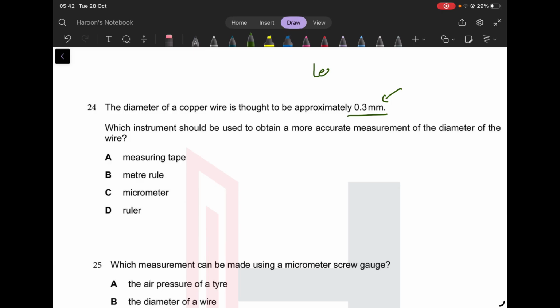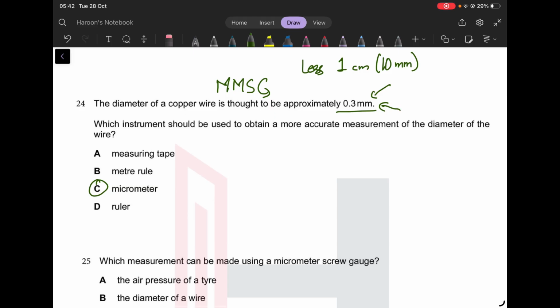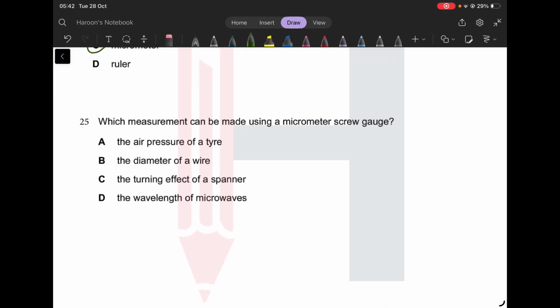For less than 1 centimeter or less than 10 millimeters, we use micrometer screw gauge, right? Micrometer screw gauge. So C should be the answer. You can see the length is too small for us to use tape measure or meter rule or ruler. C is the answer. Which measurement can be made using a micrometer screw gauge?